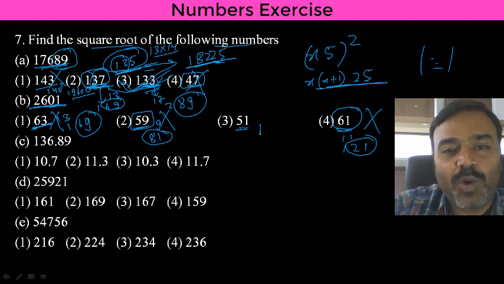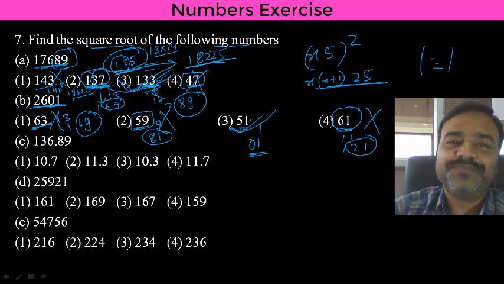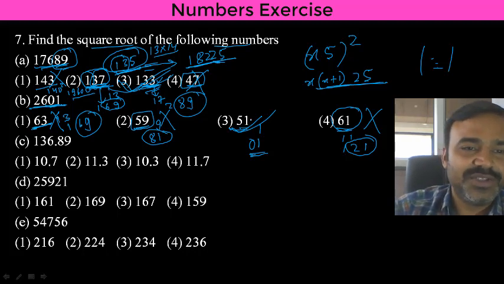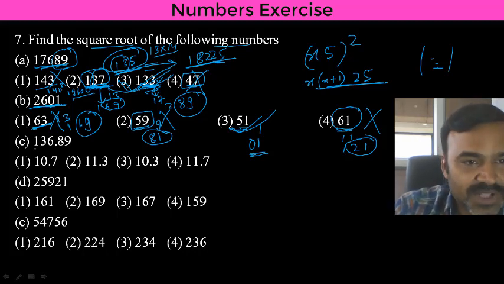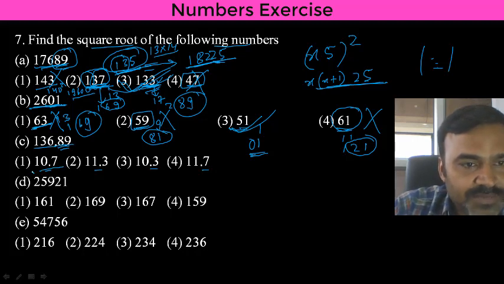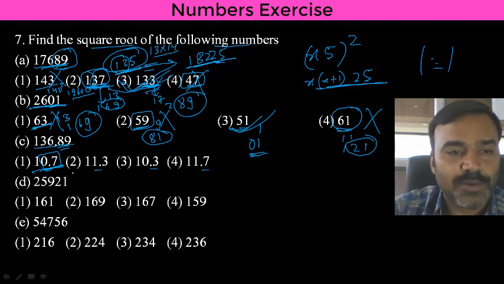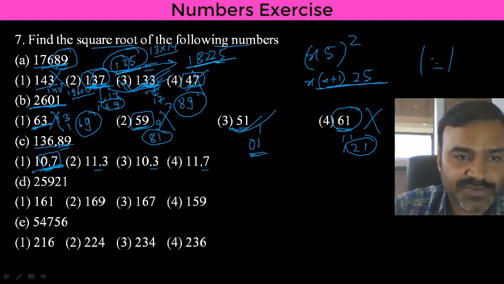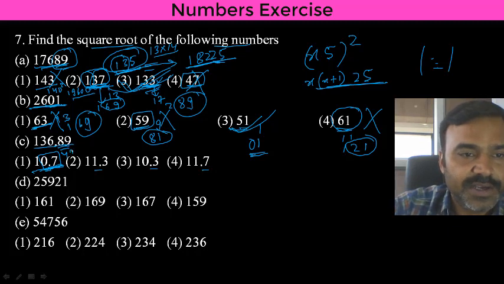51, difference from 50 is 1. 1 square is 1, that is 01. So 51 will be the answer of this question. Alright, so this is how you can do these questions. Let's take up the next one. So 136.89. Don't worry about the point, because the options also have one digit after the point. Look at 89. Now here, look at the last two digits, 07. We need only the difference from either 50 or 100 also. So last two digits 07, that means difference from 100 is 7. 7 square is 49. Here it is 89.